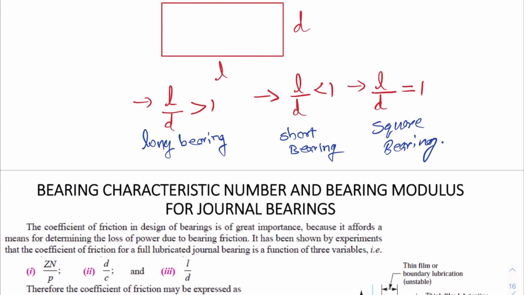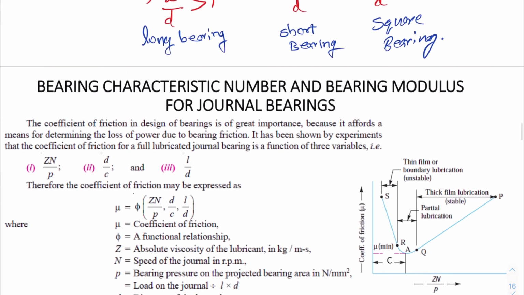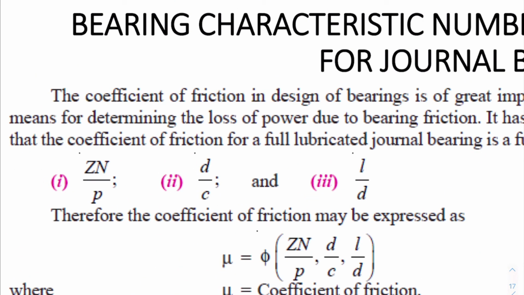Now the next major thing in journal bearing design is the bearing modulus or bearing characteristic number. I'm not going to explain this again. You check the I button or the description, there is an exclusive video regarding the importance of bearing characteristic number in journal bearing design. However, I would like to give you a glance. The bearing characteristic number is nothing but the ratio ZN by P. Here Z means the dynamic viscosity of the oil or lubricant that we are using, N stands for the rotational speed in RPM of that journal, and P represents the pressure inside the bearing.